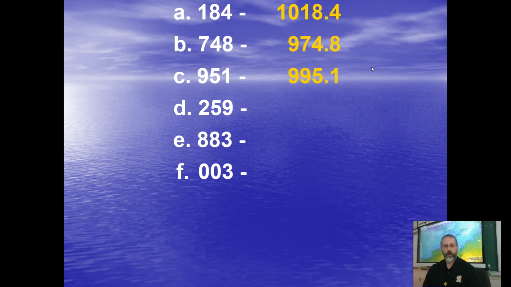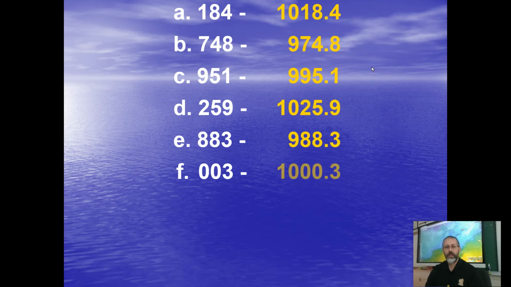All right, going to pause for just a second here. Take a look at the next few, see if you can get them in your head. All right, so hopefully you got at least a couple of those. D, 1025.9, E, 988.3, and F, 003 here, less than 500, so you get a 10 on the front, decimal point between the last two digits.